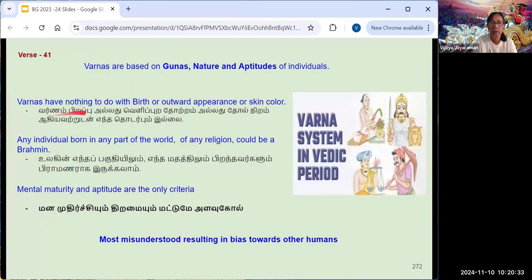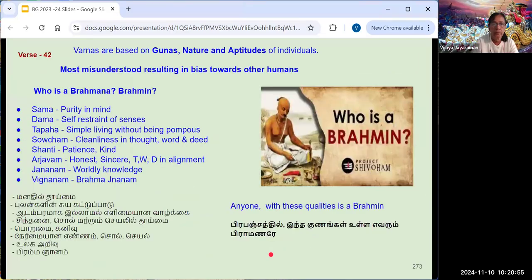this is verse 41. Varnas have nothing to do with birth or outward appearance or skin color. Any individual born in any part of the world, any religion, could be a Brahmin. Mental maturity and aptitude are the only criteria. Most misunderstood concept, resulting in bias towards other humans.